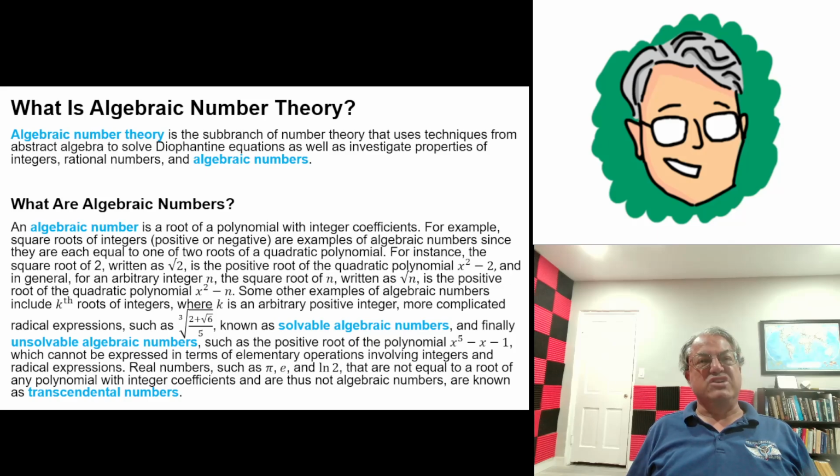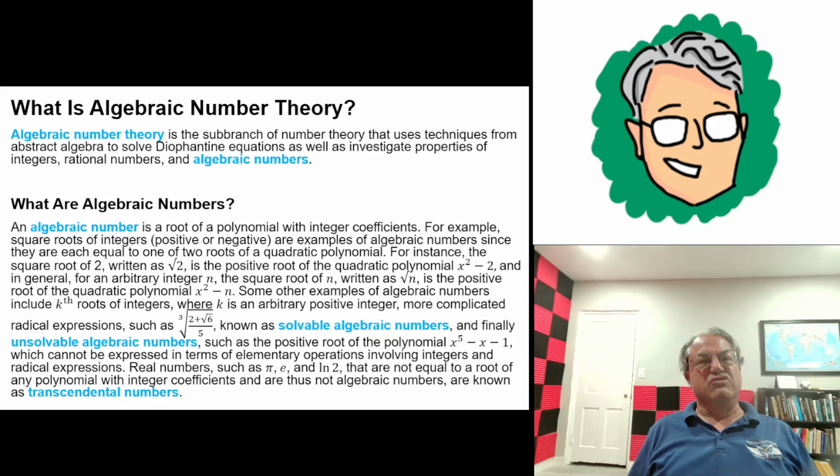I guess we call them imaginary because we don't usually experience them in the real world, but they do exist, and they even exist in physics and quantum mechanics. Quantum mechanics requires their existence. But I'm getting a little sidetracked here. So those are some simple examples of algebraic numbers, square roots.